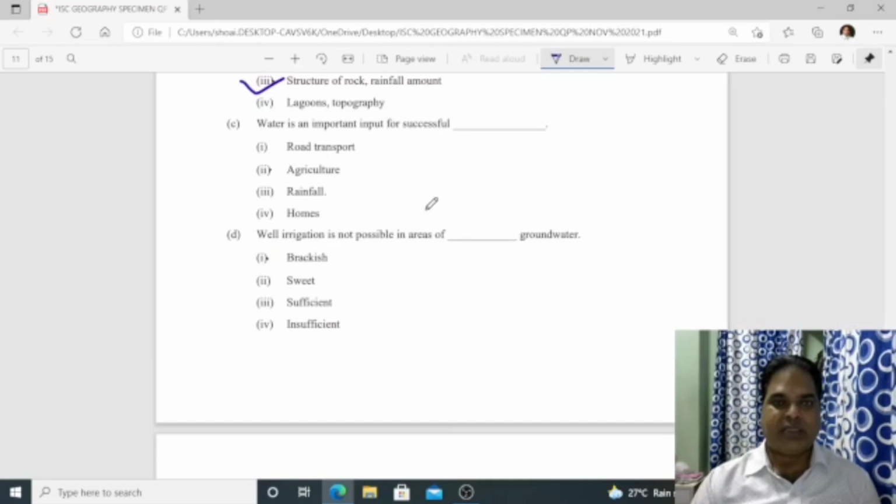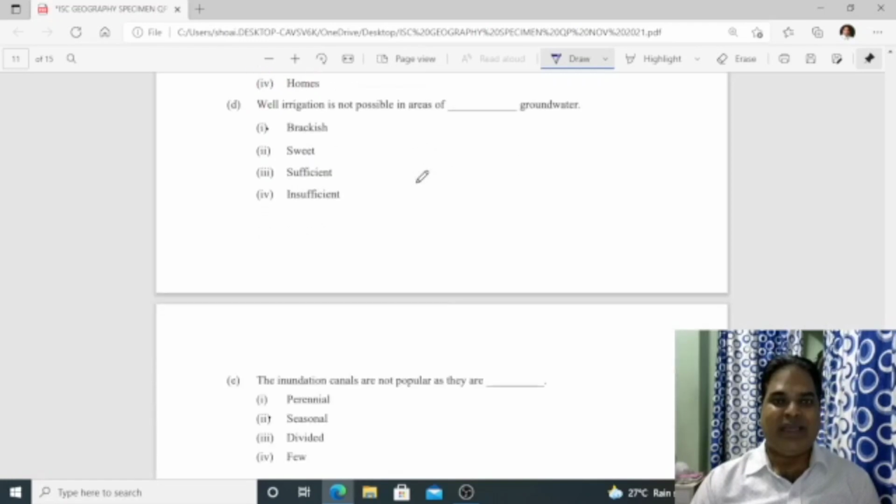C. Water is an important input for successful agriculture. Okay, number 2 is correct. Well irrigation is not possible in areas of dash under water. So brackish. Number 1 is correct.